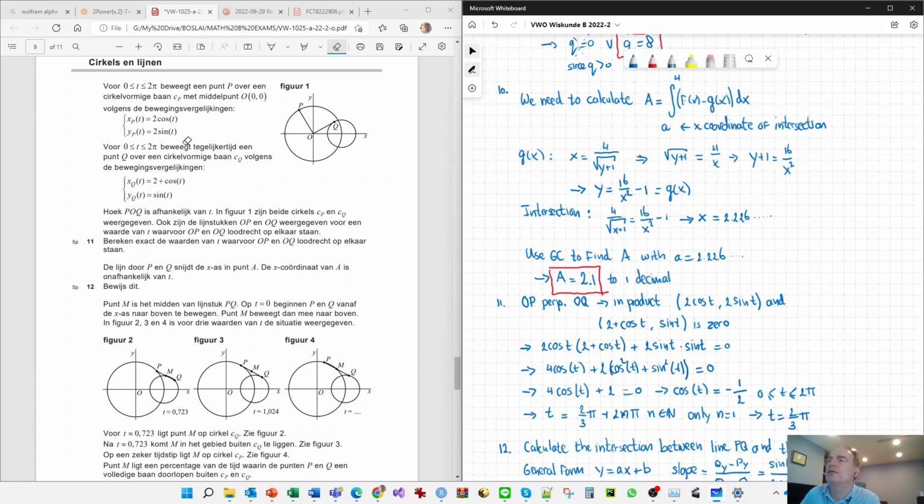And for these, I think what you have to know is how they look. This is a circle with radius 2 and center 0, 0. And this would be a circle with radius 1, like the amplitude in front of the cosine, with center 2, 0. Now, this angle BOQ is dependent on t. That makes sense.